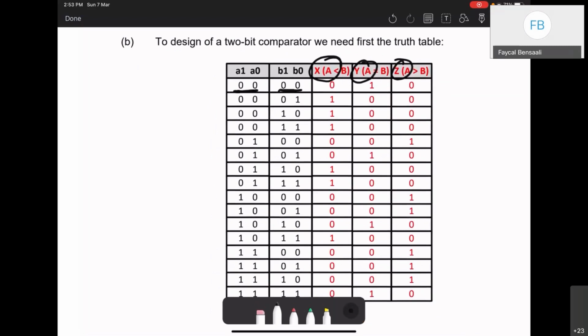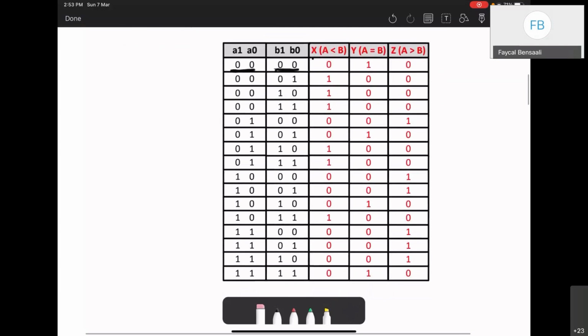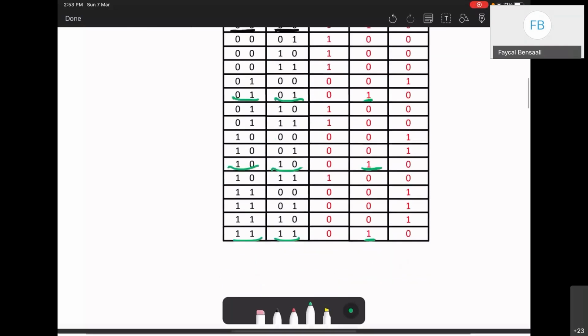So first case, they are equal. This means the Y here is 1. Y is 1 when they are equal. X is when A is less than B, and Z is when A is more than B. And then I will just look into all combinations. For example, the last one here, 1, 1, they are equal, so this should be 1 as well. Here, 1, 0, 1, 0, they are equal, so this should be 1. And here, should be 1. And so on. So I need to do all the cases, and then I will just do the K-map.